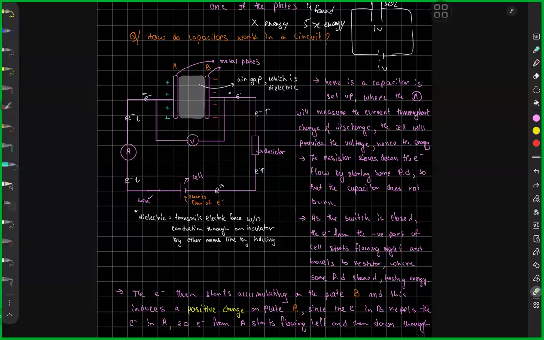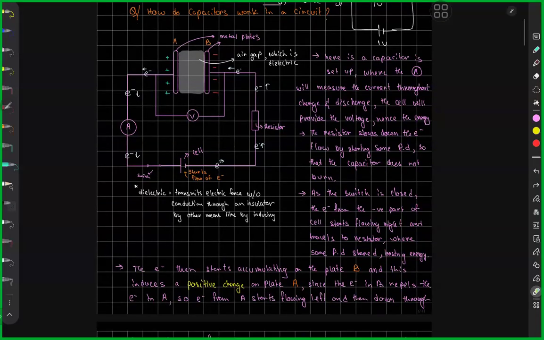Okay. Any question till this point about how the capacitor is getting charged and what the process is? Any question till this point? Yeah. No. Okay.